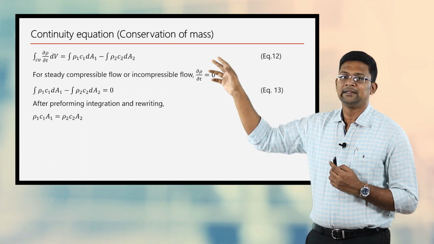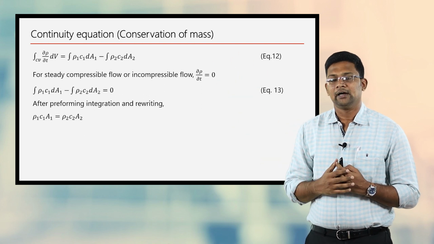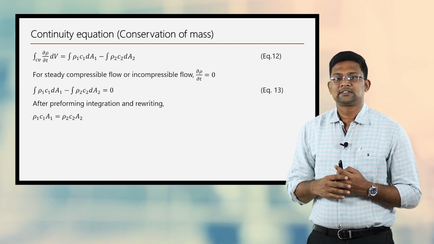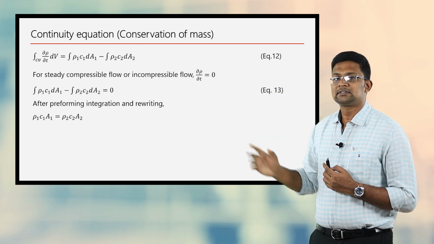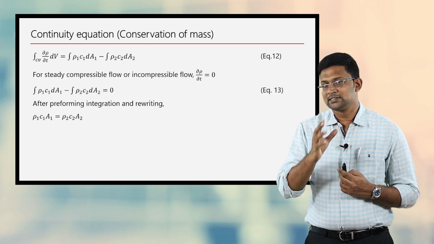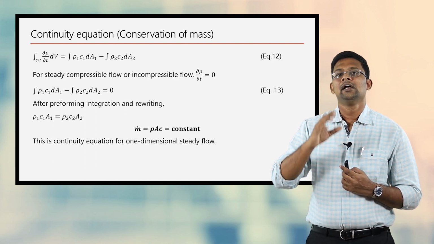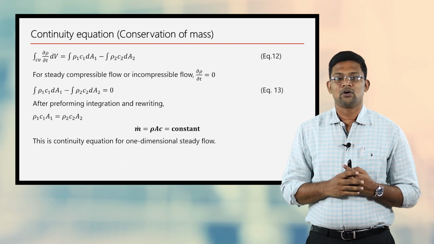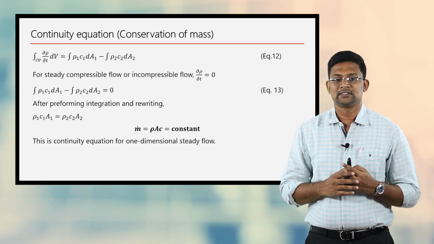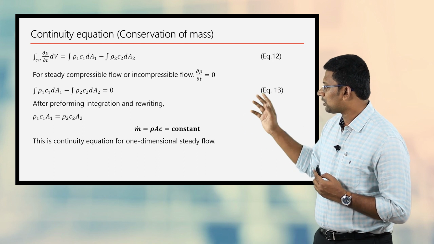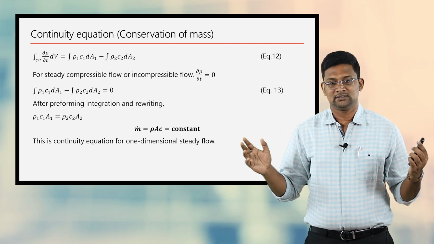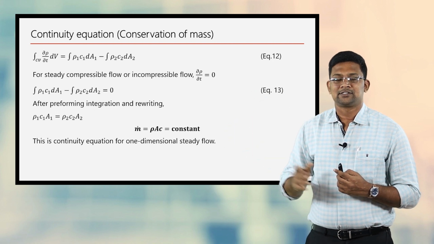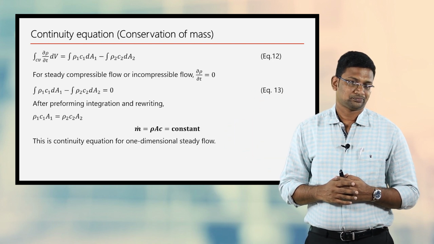We have performed integration on the variable A and rewritten it. Or in other words, I can say rho A c is a constant, and this term rho A c is nothing but the mass flow rate. So the law of conservation of mass, or the continuity equation, states that m dot, or rho A c, is a constant, and this is the continuity equation for one-dimensional steady flow.